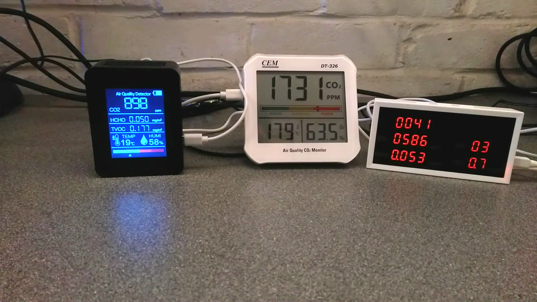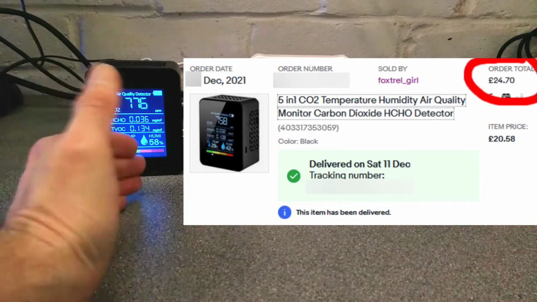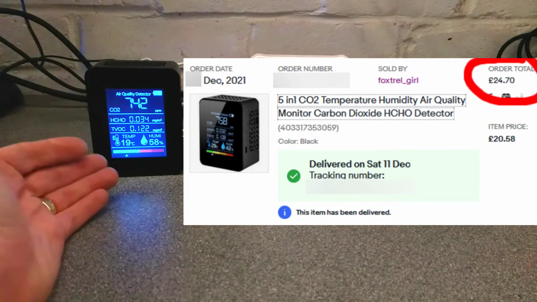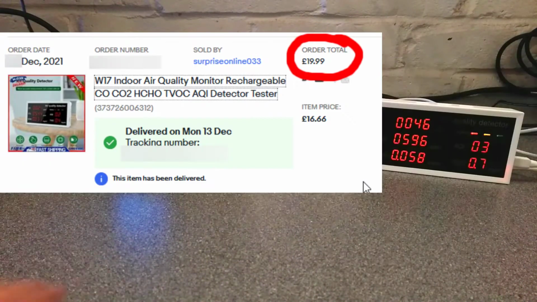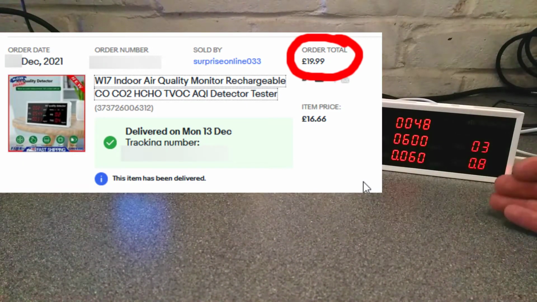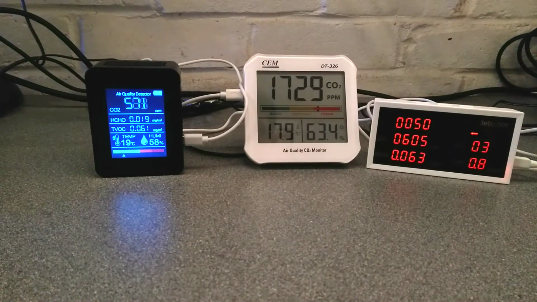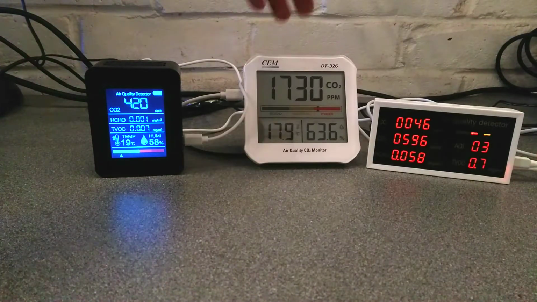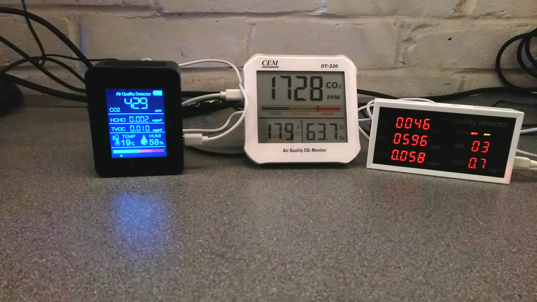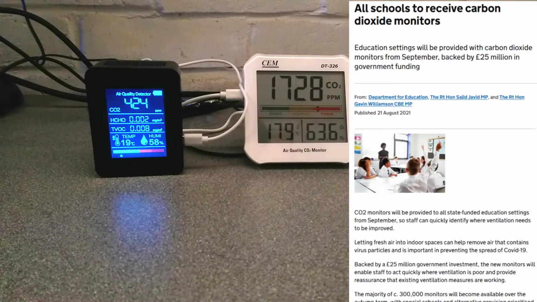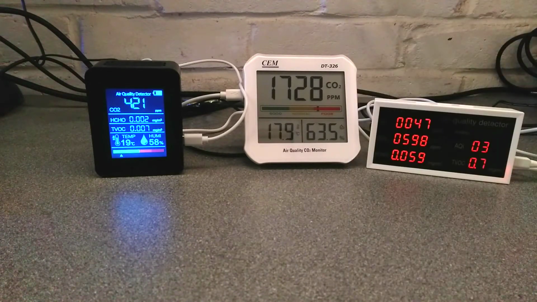Hello everyone, I'm back and I now have three of these air quality detectors. So this one came from eBay and I did a video about it yesterday, a couple of days ago. This one also came from eBay and I think was slightly lower cost than this LCD one over here. This one just has LEDs, but this one is one of three other models that the Department for Education are giving out to schools in the UK so that they can be more aware of ventilation in classrooms.